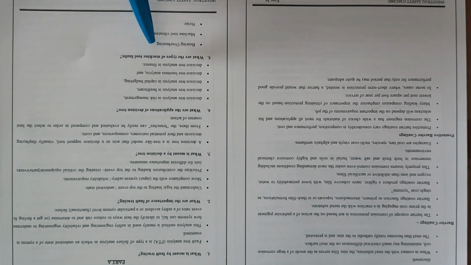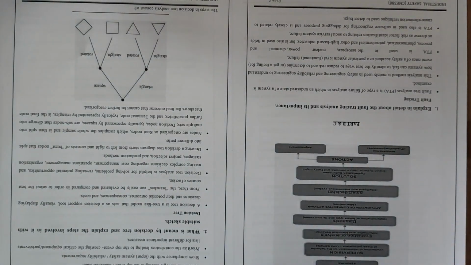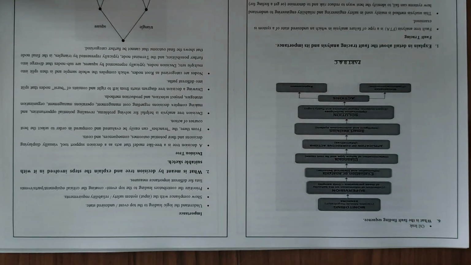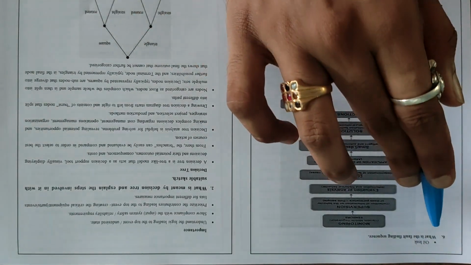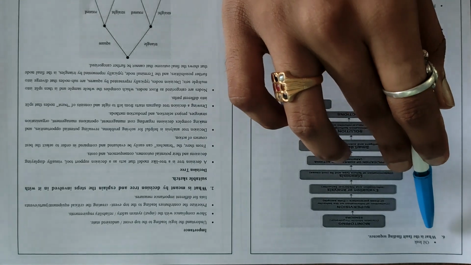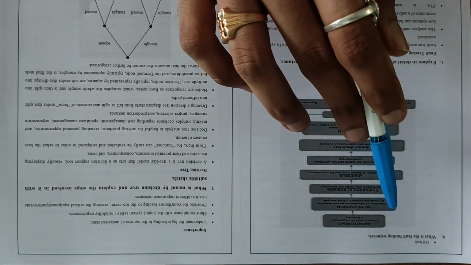What are the types of machine tool faults? Bearing failure, overheating, machine tool vibration, noise, oil leak.